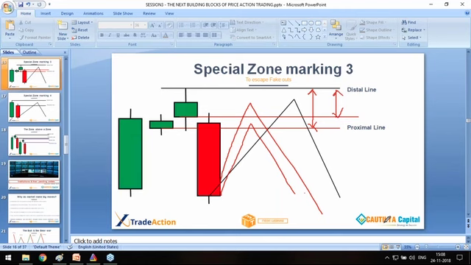So the proximal line you can keep anywhere according to your appetite. The only problem with the proximal line is you might miss the trade, but a wrong placement of the distal line means you are losing the trade, because the distal line is a line of exit, and the proximal line is a line of entry. Are you guys, friends, clear? Can I get a check from everyone?